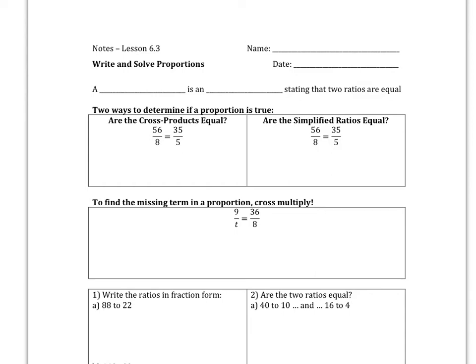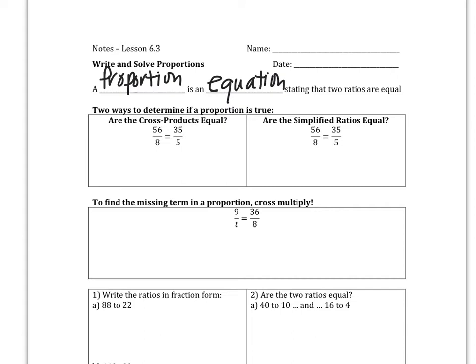Math 7, Lesson 6.3, write and solve proportions. A proportion is an equation stating that two ratios are equal. So there are two ways to determine if a proportion is true.